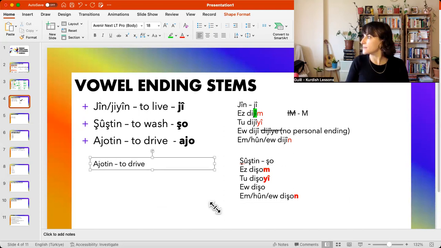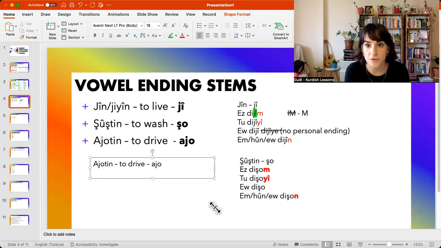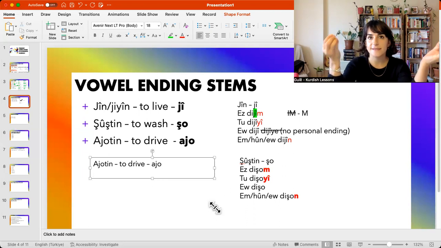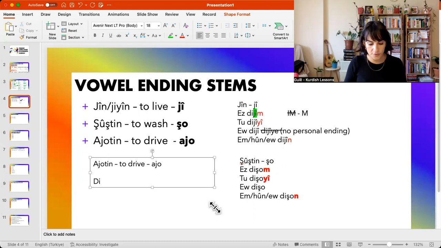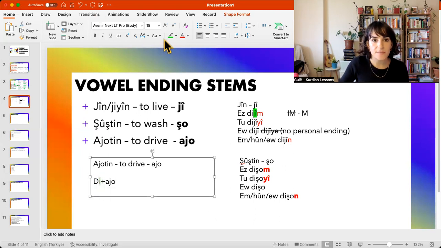And ajoten, to drive, and the stem is ajo. So you know this verb has an interesting stem because the first letter of the stem is a vowel, and the last letter of the stem is a vowel. So the rule says if you have a vowel beginning stem, like ajo, okay, you drop these, okay? So you say da jom, okay?